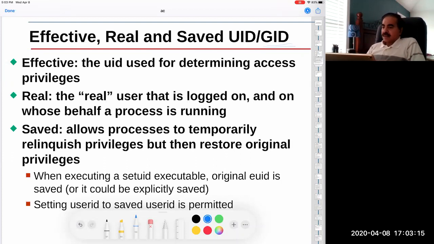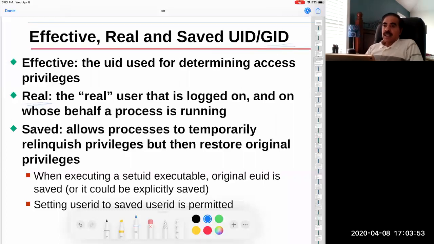So what are these 3 notions? Effective user ID is the one that is used in all permission checks. So that is the one that really matters in determining whether a subject is going to be given access to a file or not. The real and saved user ID are additional pieces of information that are available, and they are used for various purposes. So let's understand what is real. Real is supposed to mean the user that's logged on.